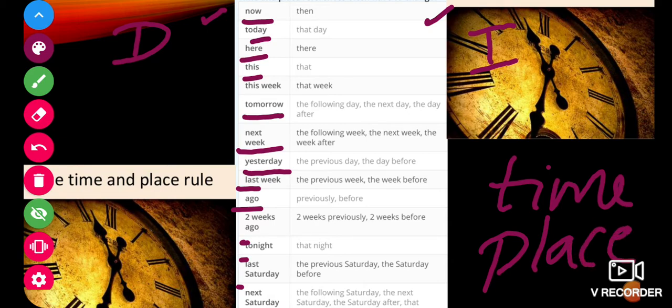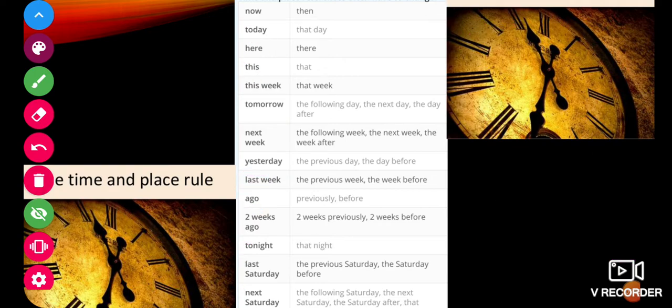So time and place will always change while we are converting direct speech into indirect speech. So note that now changes to then, today changes to that day, here changes to there, this becomes that. So in this week, this has changed to that. So it has become that week.